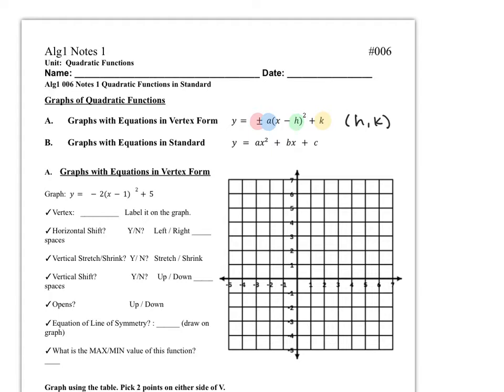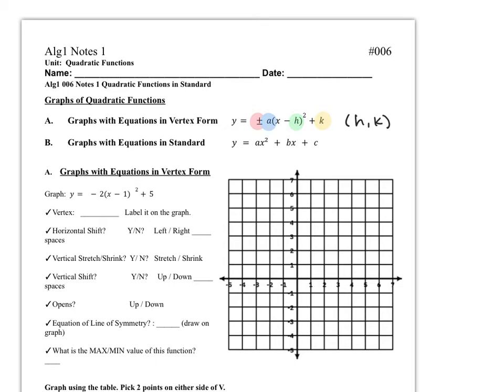Standard form of a quadratic equation is going to be y equals ax squared plus bx plus c. So a will always be our coefficient of x squared. That can be positive, negative, bigger or less than 1. It just can't be 0, because if it were 0, this term would drop out, making it linear. B will always be our coefficient of x, and c will always be our constant.